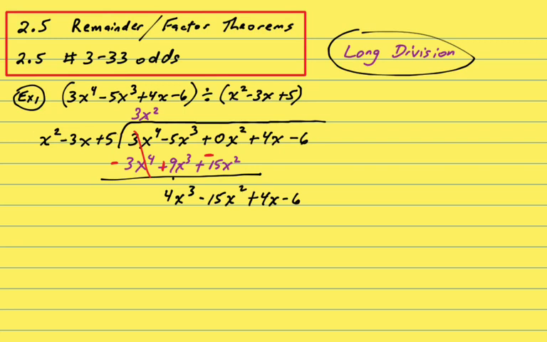Okay, at this point I want to know x squared times what gives me 4x to the third. Well, it would be x squared times 4x. I need a 4, and I probably need an x, right? What's 4x times x squared? 4x to the third. What's 4x times negative 3x? Negative 12x squared. And what's 4x times 5? 20x.